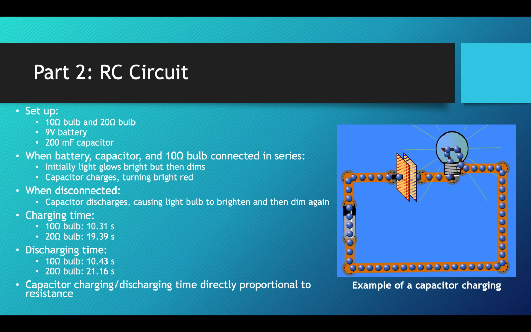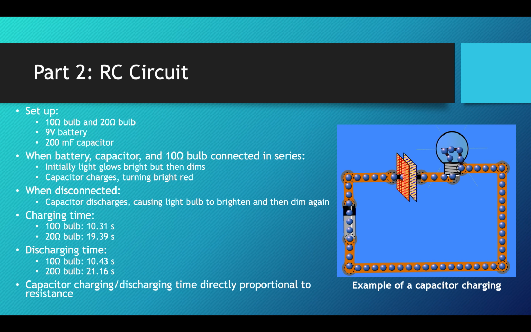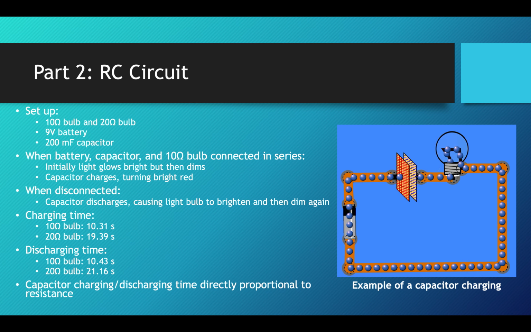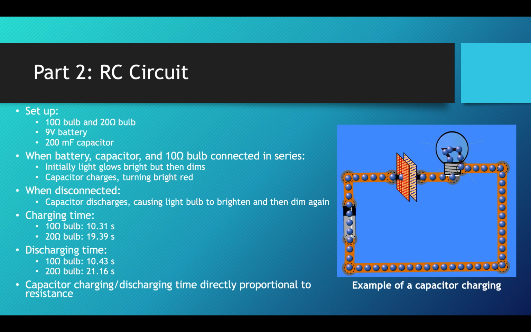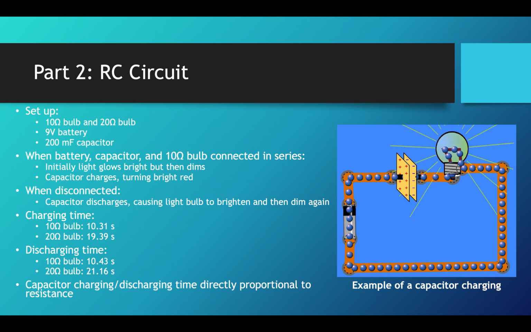In part 2 of this lab, we evaluated an RC circuit, which included a 10 ohm light bulb and a 20 ohm light bulb, a 9 volt battery, and a 200 microfarad capacitor. When the battery, capacitor, and ohmic bulb are connected in series, the light glows bright and then dims as the capacitor continues to charge and gain resistance. This is evident in the loop video to the right, displaying a charging capacitor. When the circuit is disconnected from the battery, the capacitor discharges, causing the bulb to brighten and then dim again.